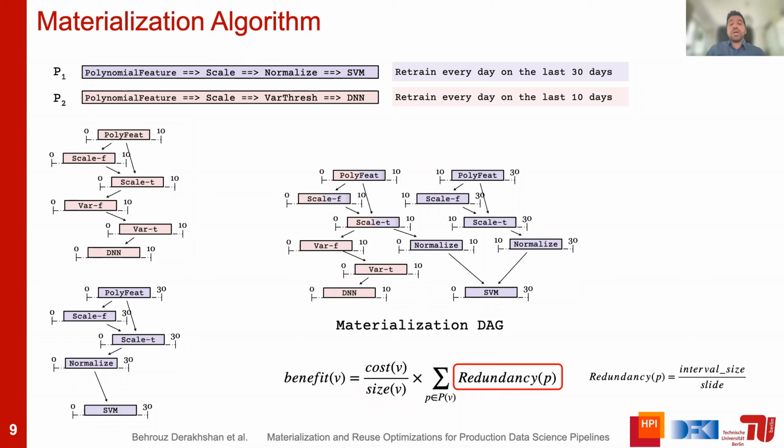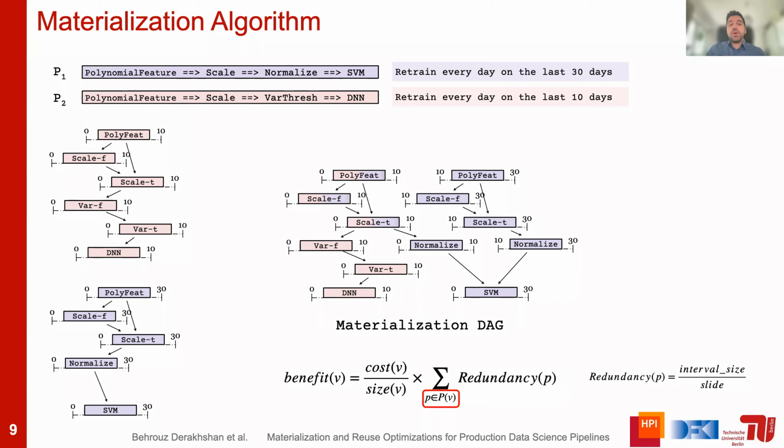Next, we have the redundancy of a pipeline. We define the redundancy of a pipeline as the amount of redundant data processing that it generates. This is equal to the size of the interval divided by the slide. For example, for P1, the redundancy is 30 divided by 1 because we train it every day. This is equal to 30. This means that every data point is processed 30 times by P1. Again, the general idea is that we would like to materialize artifacts that result in high redundancy.